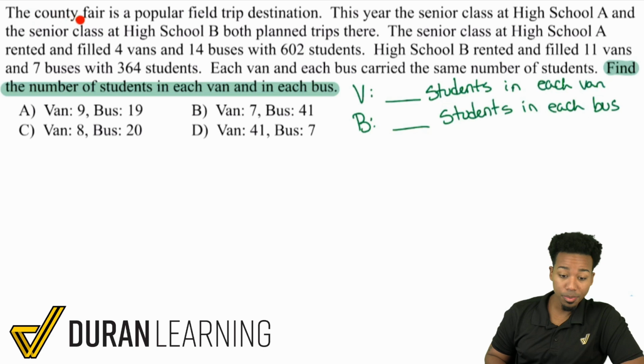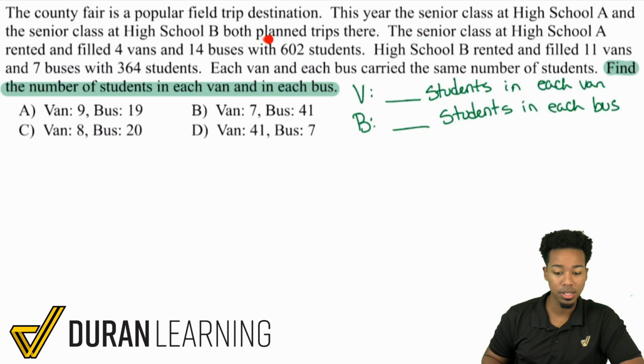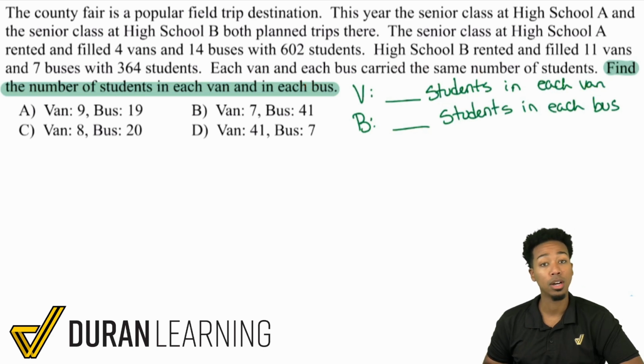So here, the county fair is a popular field trip destination. No information there, that doesn't matter. So here, this year, the senior class at high school A and the senior class at high school B both planned trips there. The senior class at high school A rented and filled 4 vans and 14 buses with 602 students. High school B rented and filled 11 vans and 7 buses with 364 students. Each van and each bus carried the same number of students. Find the number of students in each van and in each bus.